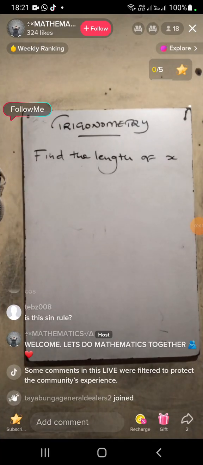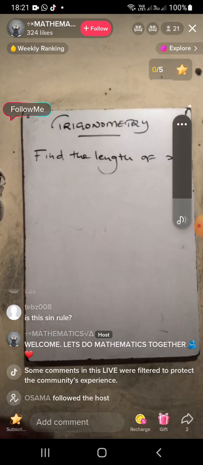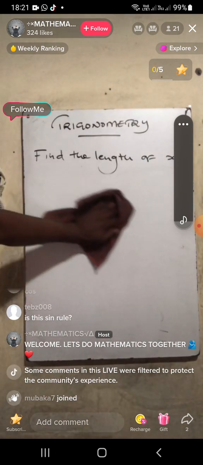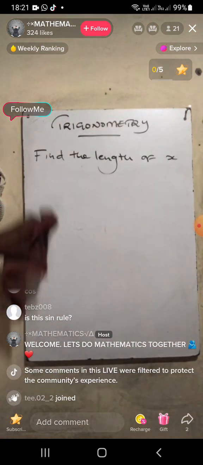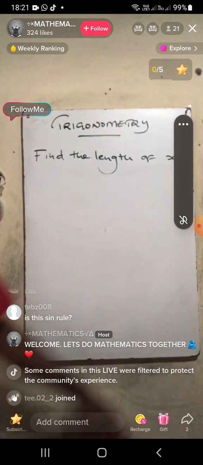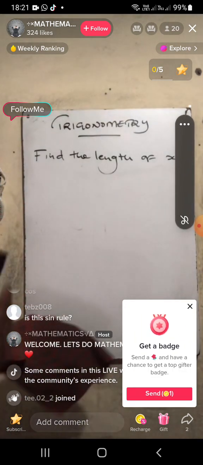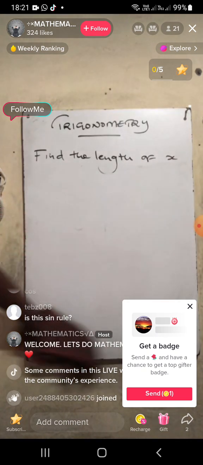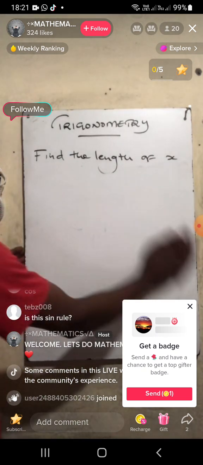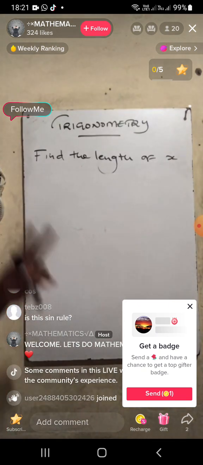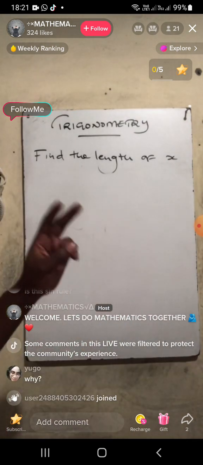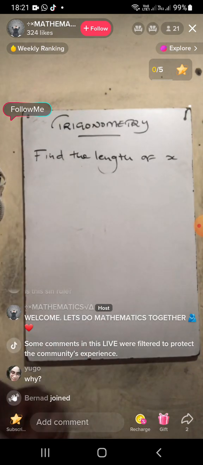You can only apply sine rule to non-right angle triangles, to triangles that are not 90 degrees. Non-right angle triangles, that's where you can apply sine rule or cosine rule, and we'll discuss that in a few minutes. So let's look at perhaps two more examples on how you can find a side. Then after that, we can look at three more on how you can find an angle.